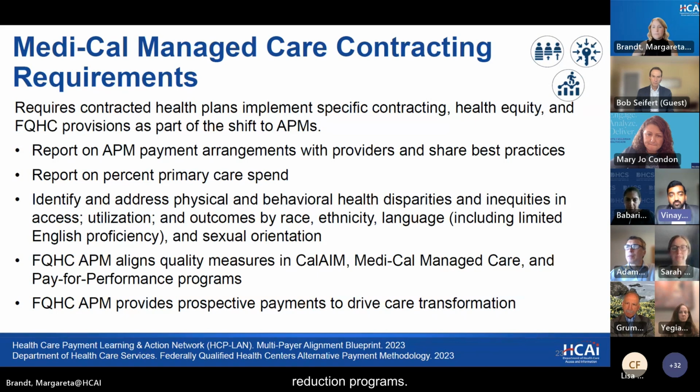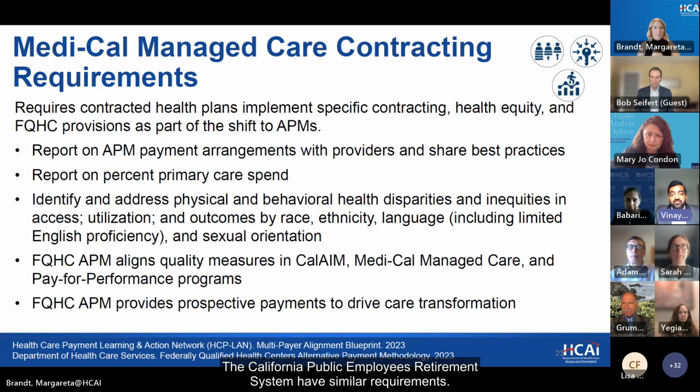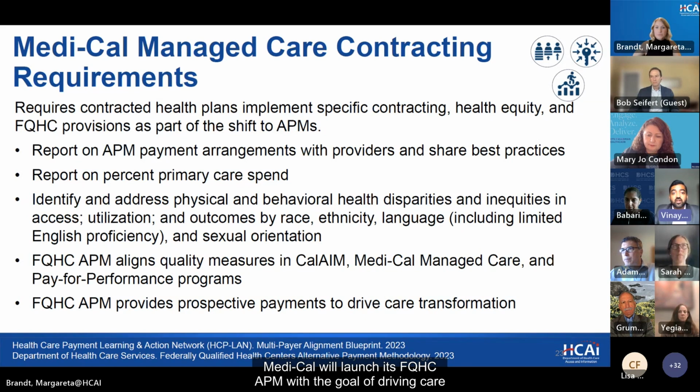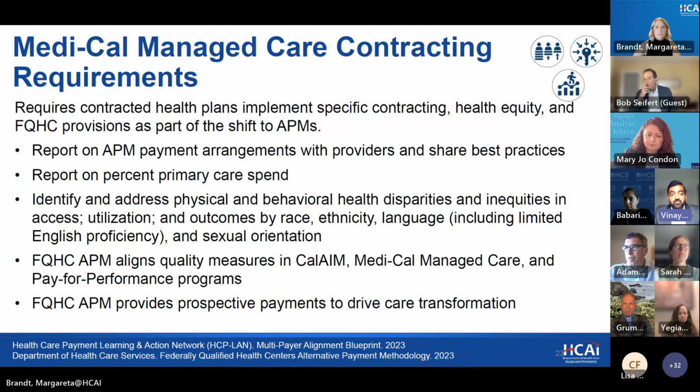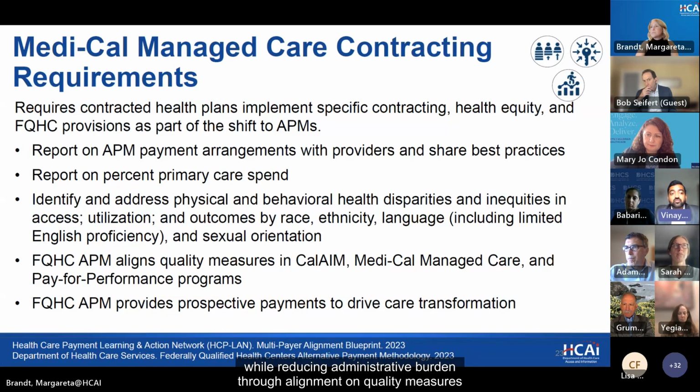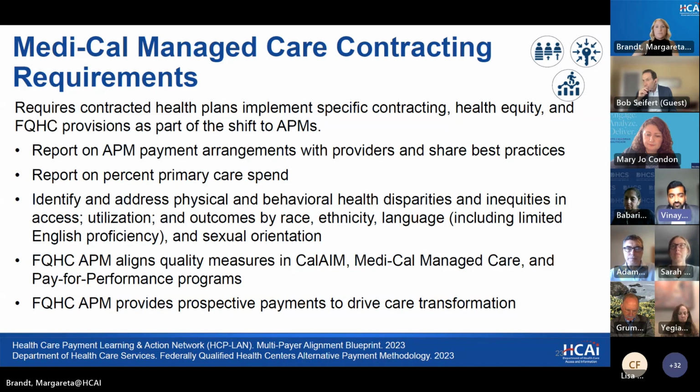Medi-Cal also has a strong focus on identifying and addressing health disparities by harnessing some of that data and implementing disparities reduction programs. We also know that health plans contracted with CalPERS, the California Public Employees Retirement System, have similar requirements. In addition, in January 2024, Medi-Cal will launch its FQHC APM with the goal of driving care delivery transformation through a reformed payment model. The program will allow FQHCs to receive predictable prospective payments while reducing administrative burden through alignment on quality measures, and to provide integrated whole person care.